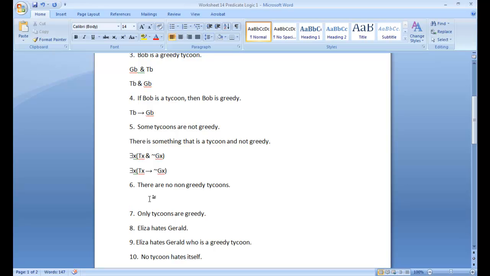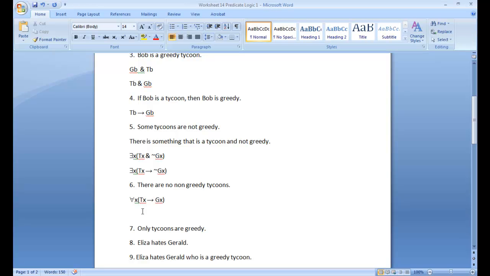So you could just say, for all X, just like before, if X is a tycoon, then X is greedy, and that would be a legitimate translation. But if you wanted to capture it with all the negations involved in 6, there are no non-greedy tycoons, you could, again, put it through an English translation closer to the predicate logic.